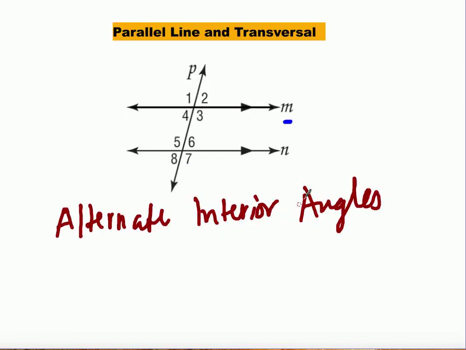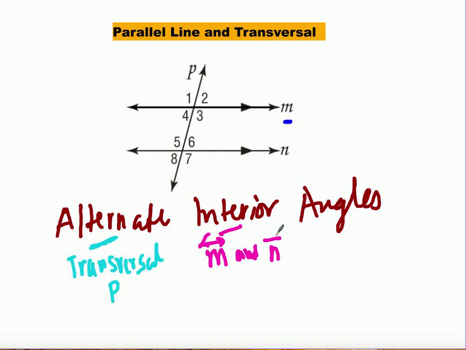So let's take a look at alternate interior first. For alternate interior, we use this word as a clue to see which ones are alternate interior. When we look at this word alternate, we're looking at alternate to this transversal P. Which angles are on the alternate side of P? Here in this case, we have P. And when we look at this word interior, we're looking at the interior of the parallel lines M and N, between these two lines.